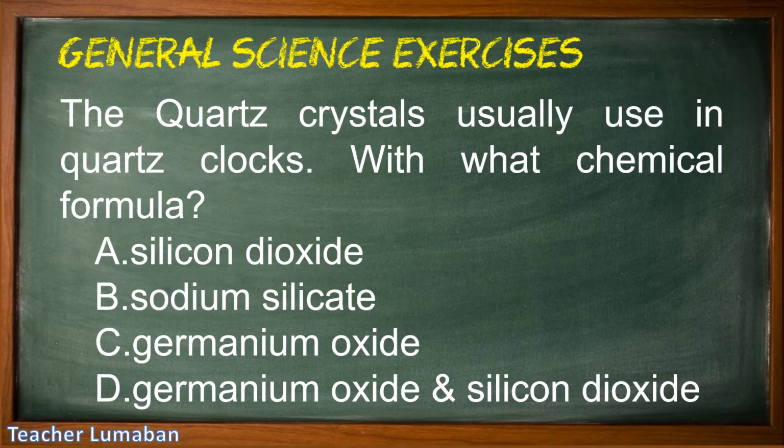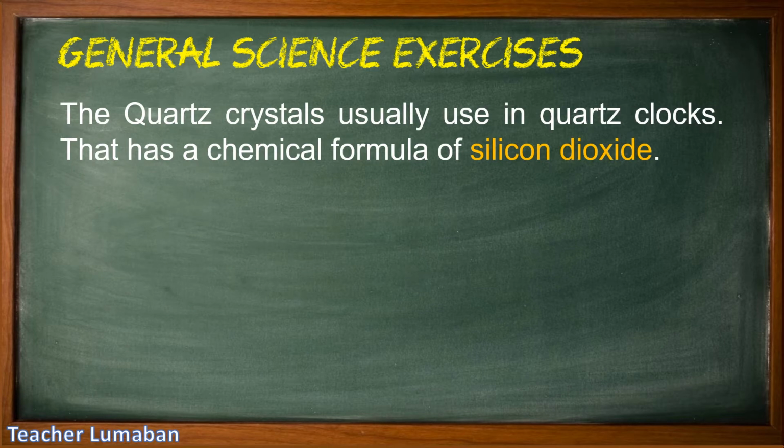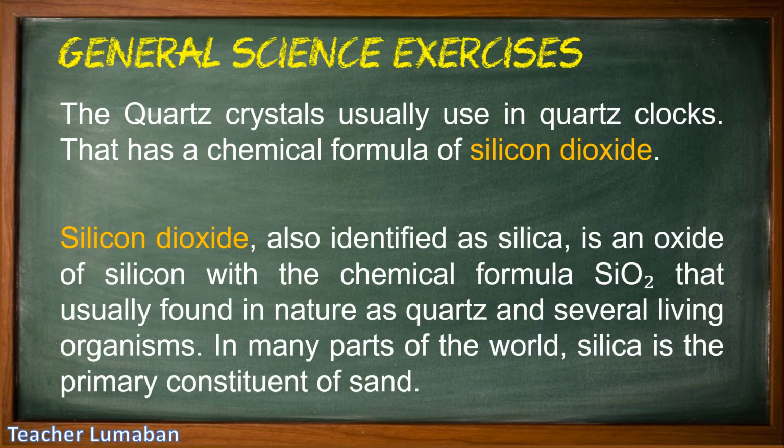The suitable description is letter A, silicon dioxide. The quartz crystals usually used in quartz clocks have a chemical formula of silicon dioxide. Silicon dioxide, also identified as silica, is an oxide of silicon with the chemical formula SiO2 that is usually found in nature as quartz and several living organisms. In many parts of the world, silica is the primary constituent of sand.